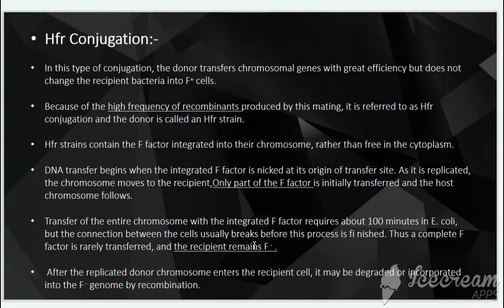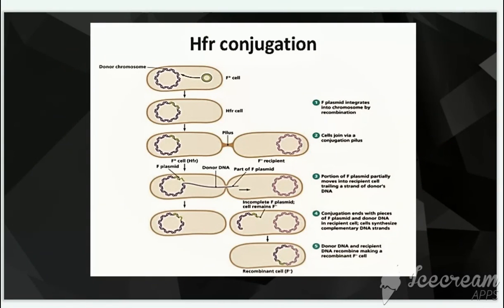As I say, there are two chances. One, that the DNA which is transferred from donor to recipient is going to degrade, or second, there is a possibility that it becomes a recombinant cell. After the replicated donor chromosome enters the recipient cell, it may degrade, as I say, or be incorporated into the F minus genome by recombination.